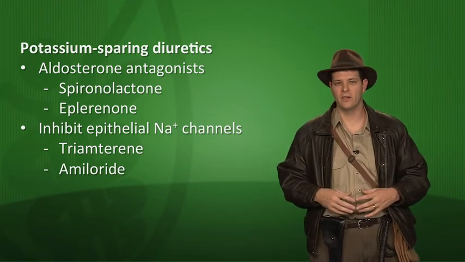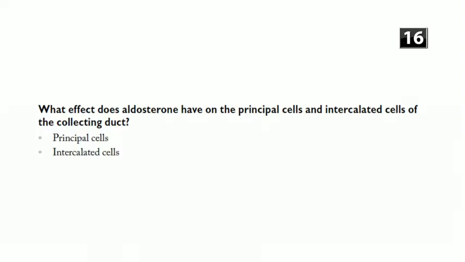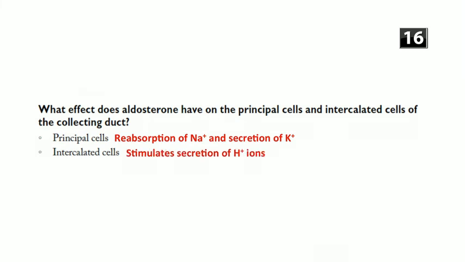They don't antagonize aldosterone. So number 16 says, what effect does aldosterone have on the principal cells and the intercalated cells of the collecting duct? And you can see this back on the diagram. In the principal cells, aldosterone causes reabsorption of sodium and secretion of potassium. Aldosterone causes your body to retain sodium and retain water, and at the same time you're secreting potassium. So if you have hyperaldosteronism, you're going to get hypokalemia plus hypertension because of retention of sodium and water. And if you were to inhibit aldosterone with an aldosterone antagonist, that might cause hyperkalemia. And then in the intercalated cells, aldosterone stimulates secretion of hydrogen ions.